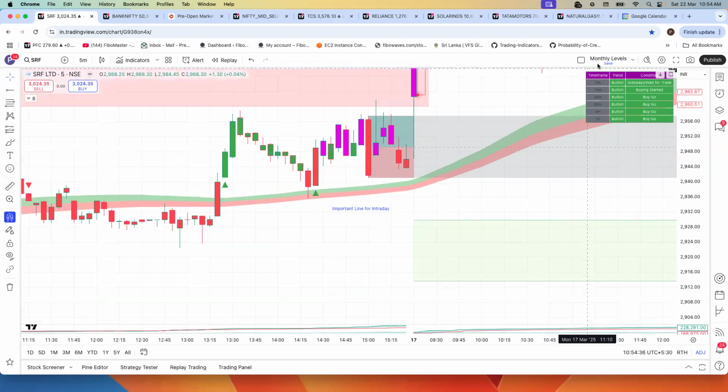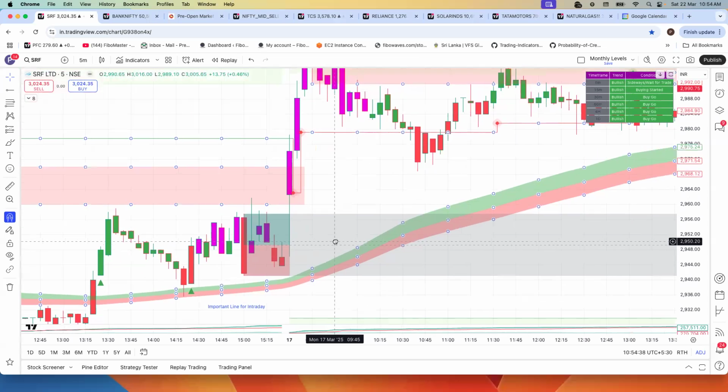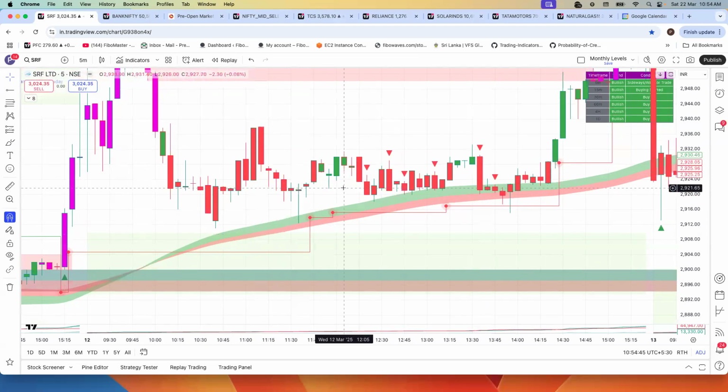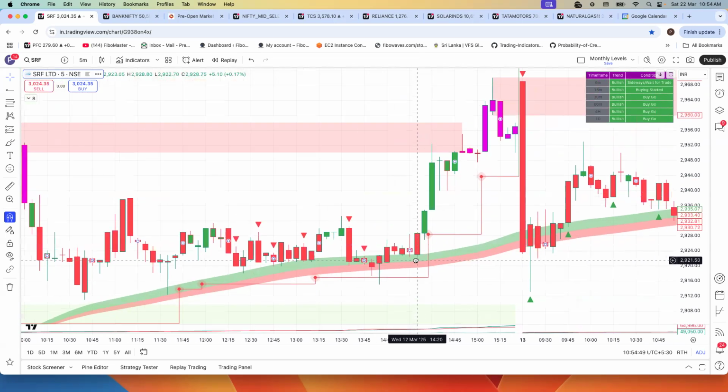Here it did not hit. Here, see, hit and bounce. Wherever you see, it will come down. See, the trend is green, it is falling, it is taking support from the cloud, green. See, again, it moved up.